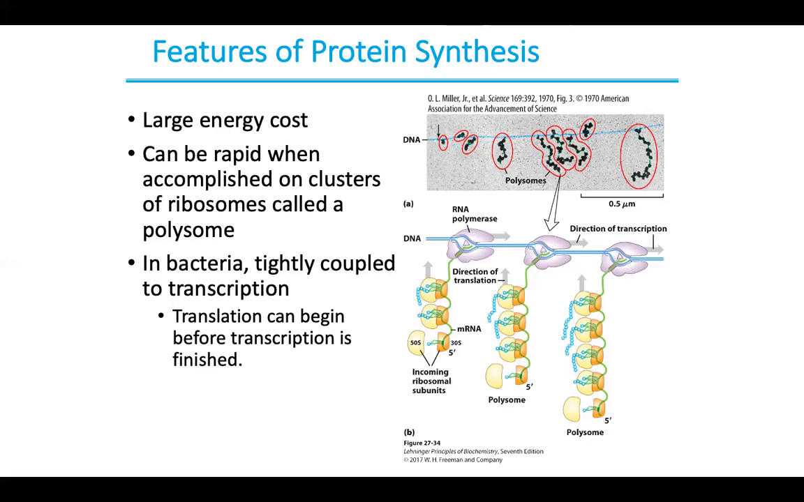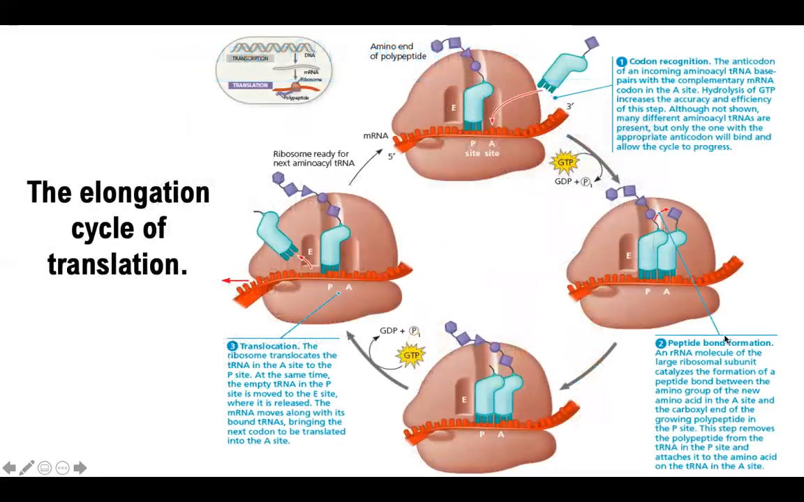And in bacteria, translation or protein synthesis is usually coupled to transcription. So in bacteria, translation can begin before transcription is finished. And why is that possible? It's because in bacteria, you don't have any compartments, don't have any nucleus. So the ribosomes are readily available to immediately read the mRNA that is produced from transcription. So that is one advantage of bacteria.